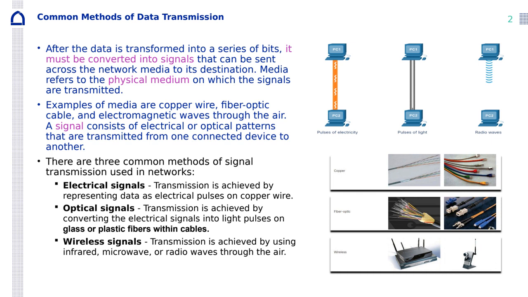So the data is converted, whatever you type is converted into binary or bits. Then it needs to be converted into a signal so that it can be sent across the network media, correct? Or the cable. Okay, the media we call the physical medium, which is the same as cabling or Wi-Fi, physical medium, such as copper wire, fiber optic. All right.